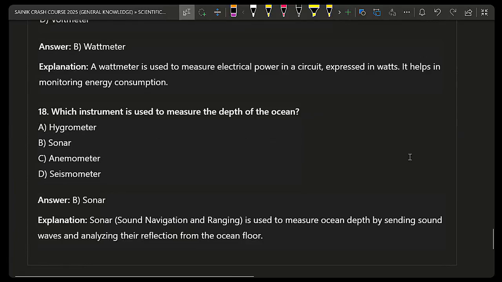Option B. Sonar means sound navigation and ranging. It is used to measure ocean depth by sending sound waves and analyzing their reflection from the ocean floor. First, they send some sound waves. After they hit the ocean floor, they will be reflecting back. By finding after how much time they reflected back, they will be finding the distance or the depth of the ocean using sonar method. Remember that also. Next question.